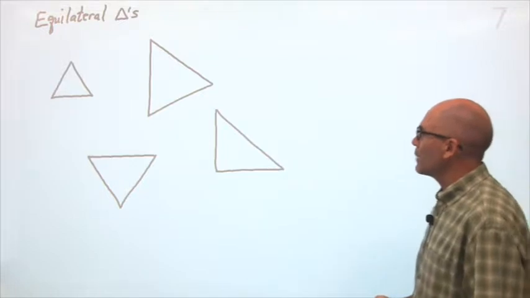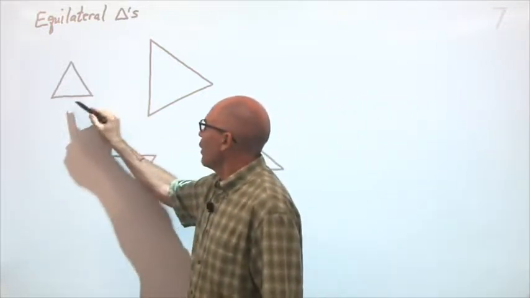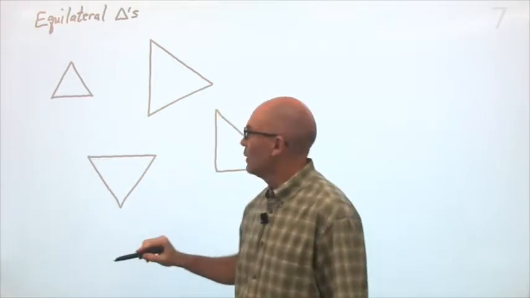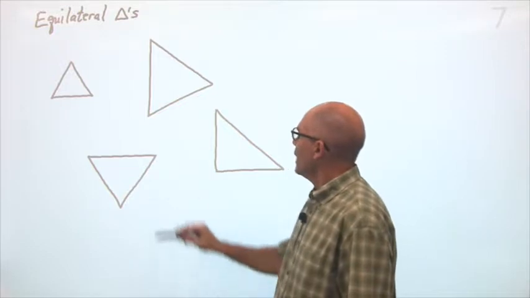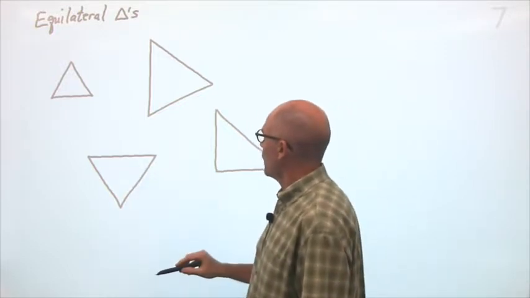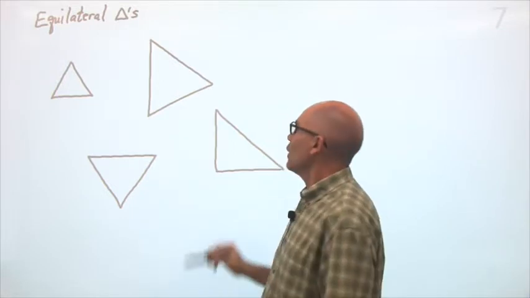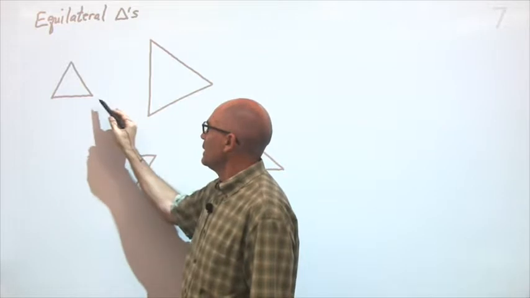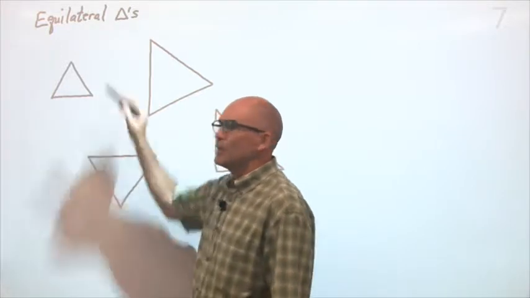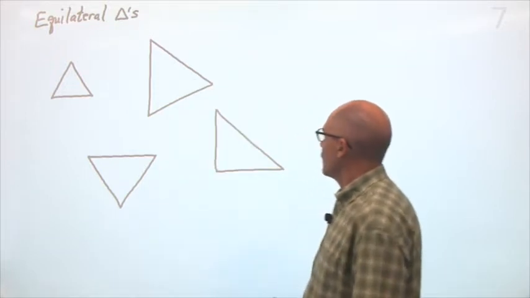Now, equilateral triangles. All three sides are congruent. So we have small equilateral triangles, and we have bigger equilateral triangles, and we have the biggest equilateral triangle. And notice also that it doesn't have to be where the base is at the bottom and one vertex at the top. You can have it pointed any direction.